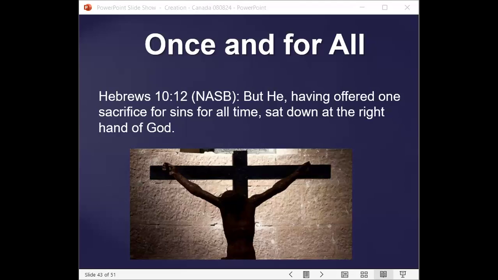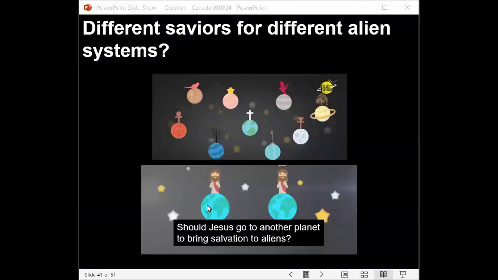After completing his act, he's at the right hand of God, symbolizing his exalted status. Jesus is the King of Kings and Lord of Lords, emphasizing his sovereign rule over all creation. Furthermore, he is described as having sat down, symbolizing the completion of his redemptive work. He can't go to another planet to save aliens a million times on a million different planets.